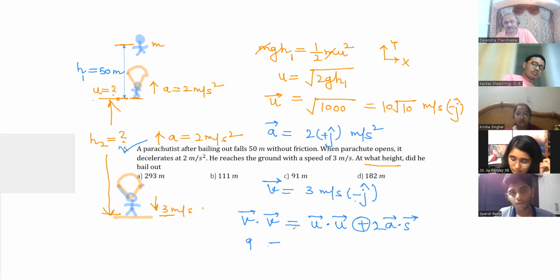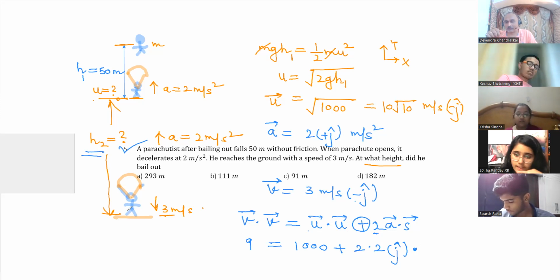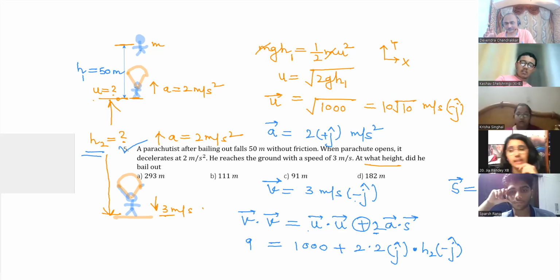So this is 9. This is u dot u. u is 10 root 10, so 10 root 10 into 10 root 10 is 1000. This is plus only. Please pay attention. It's 2 times 2 j cap dot s. I don't know what the s vector is, but it is going downwards, right? So can I write it as h2 minus j cap? Say yes or no. All of you, please pay attention and answer my question. Can I write the s vector as h2 minus j cap? All of you. Yes, sir.